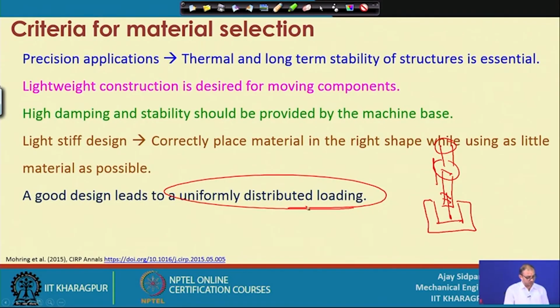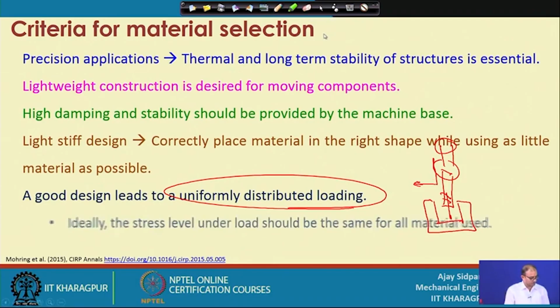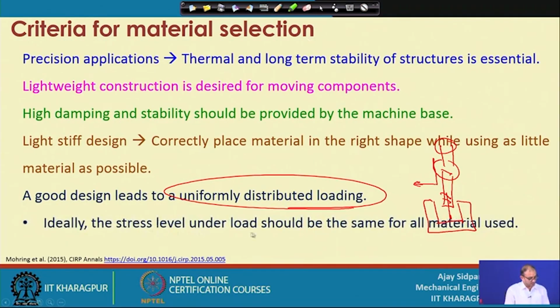That means it should not be that one component is stressed more and another component is less stressed, because if you end up with non-uniform loading, then one material is deformed very much and another material will not deform at all. Because of that uneven deformation, you may get some permanent deformation in the workpiece geometries, right. So, ideally the stress level under load should be the same for all the materials used.